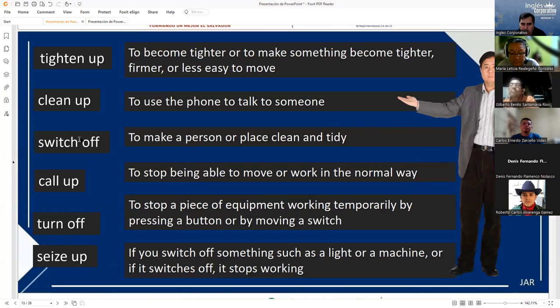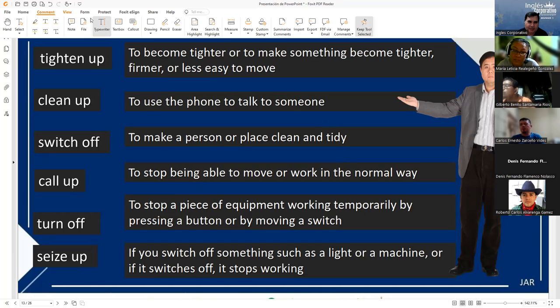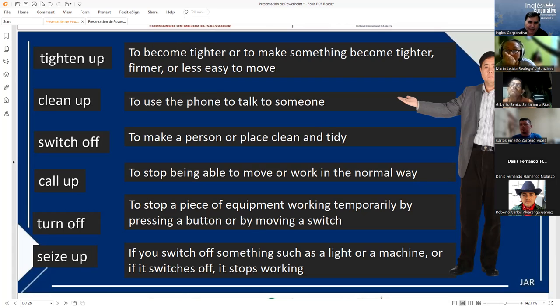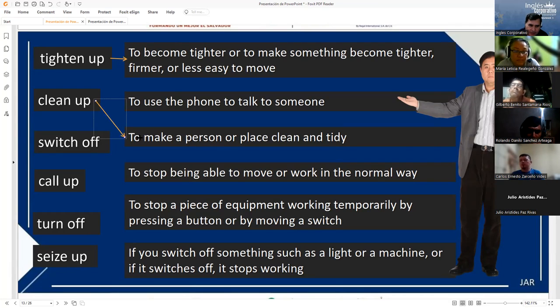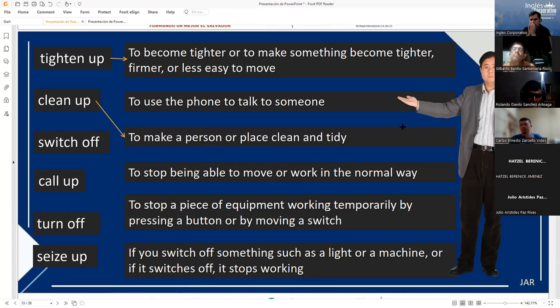Yes. Okay. Let's see. We need to match the words and the definition. Tighten up, which is the correct match? Become tighter. Exactly. They match. Okay, clean up. What is clean up? To make a person or place clean and tidy. Yes, to make a person or place clean and tidy.